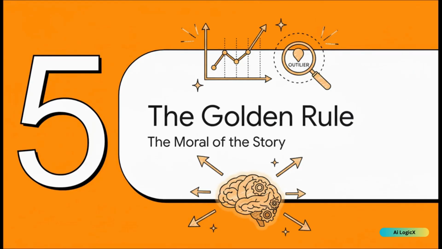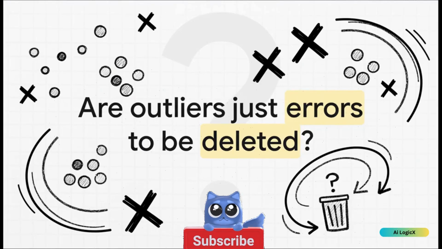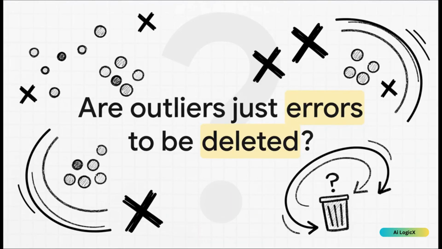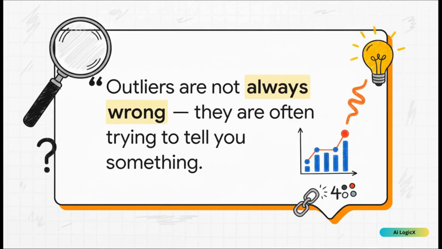And all of this brings us to the most important lesson of our entire investigation. It's the moral of the story, or as I like to call it, the outlier's golden rule. After everything we've talked about, let's just ask ourselves this one last time. Are these extreme values just mistakes? Are they simply noise that we need to clean up and get rid of? And the answer is a huge, resounding no.